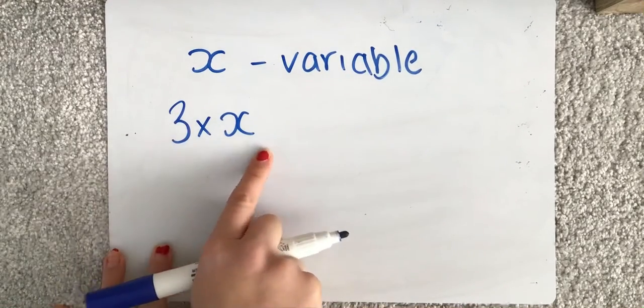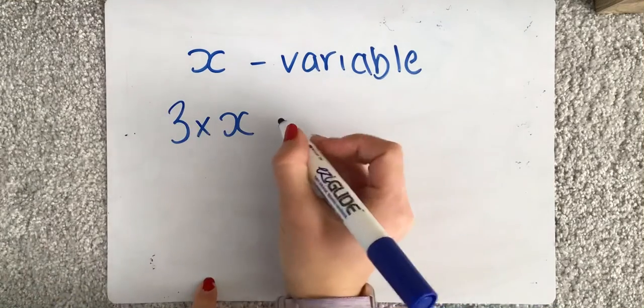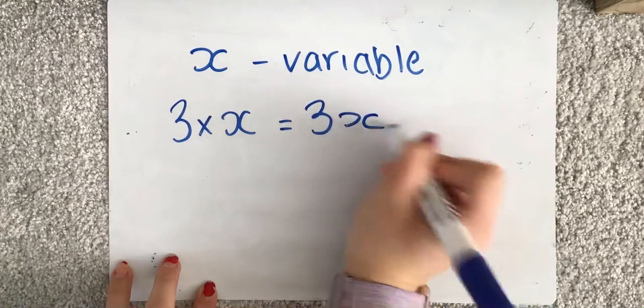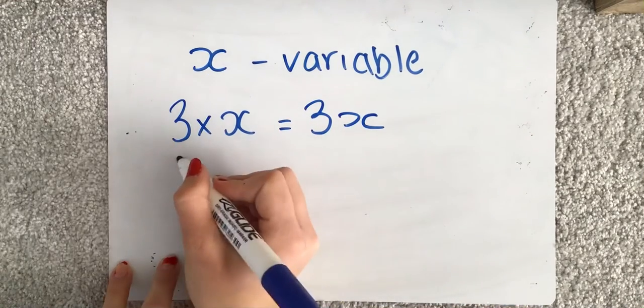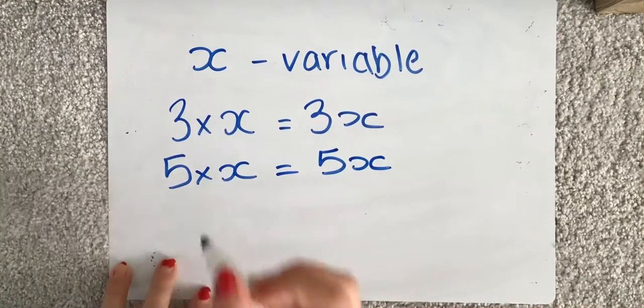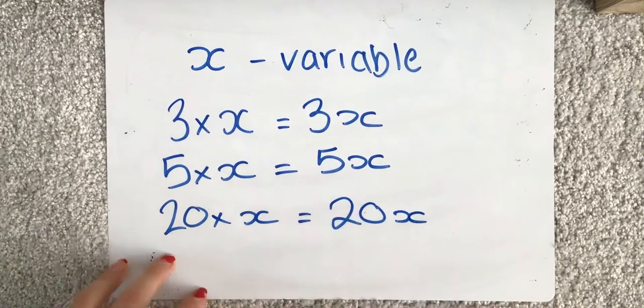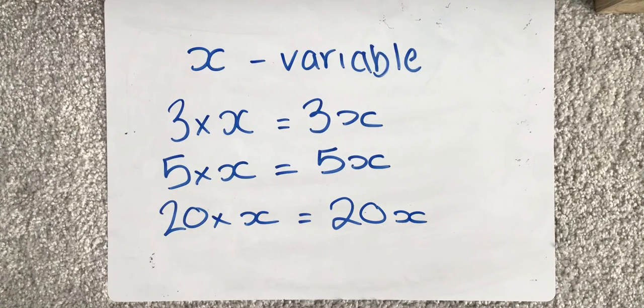Now 3 times x, okay, there is no point me writing this times sign. That times sign doesn't need to be there. So what I can just write that as is 3x. Okay, if I had 5 times x, I just have 5x. If I had 20 times x, I just have 20x. And that is probably the first thing you need to know when it comes to simplifying expressions and forming expressions, okay? That when you're multiplying your expression by a number, you just get rid of the times sign, okay?